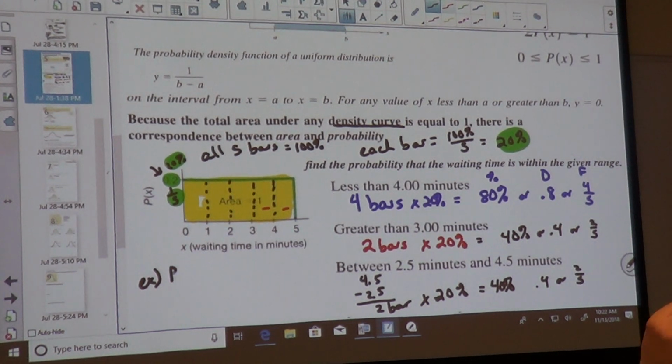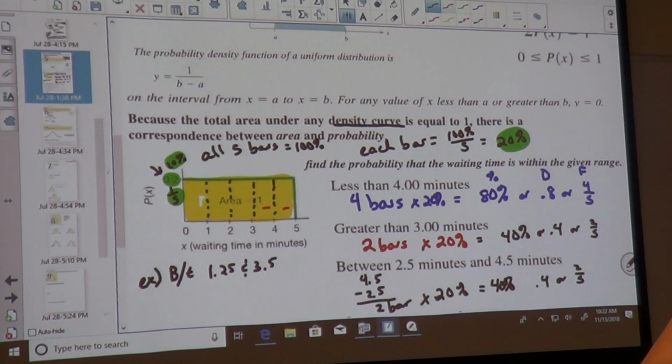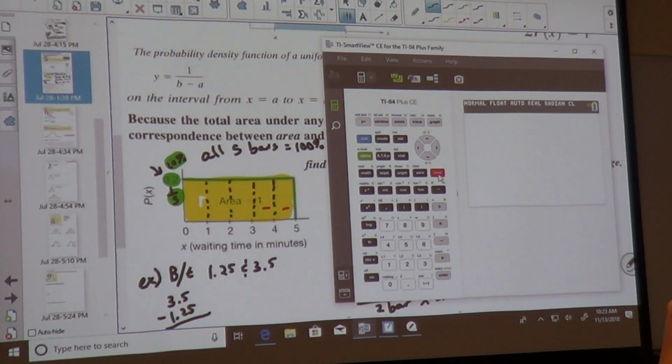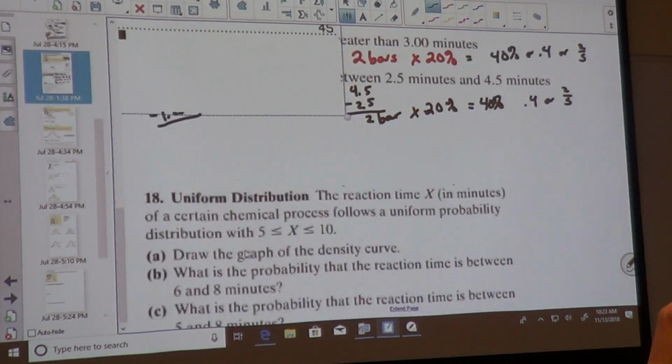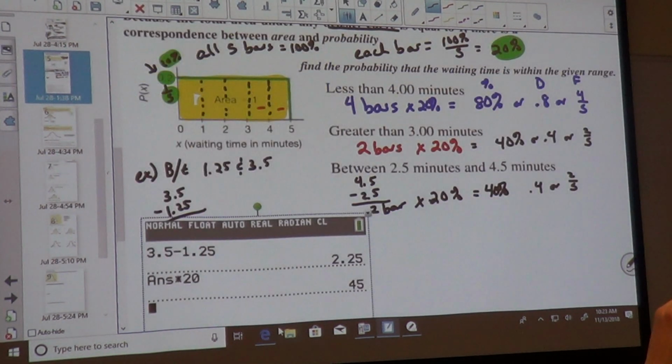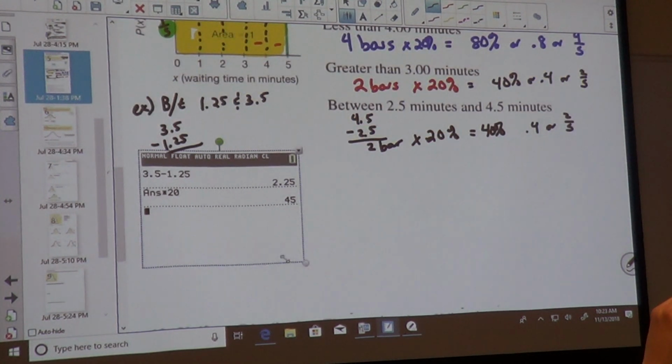What if I said between 1.25 and 3.5? Well, that one's a little bit harder because that's not a whole bar, that's not half a bar. So if I give you one that's ugly, you're just going to subtract them. 3.5 minus 1.25. So that represents 2.25 bars, and I'm going to multiply it by 20%. So that's going to be 45%, or 0.45.